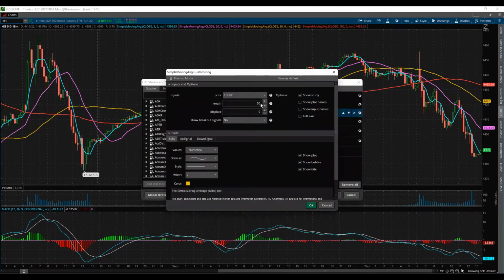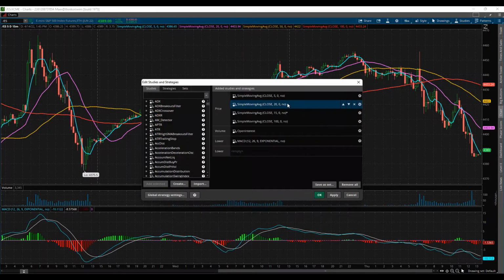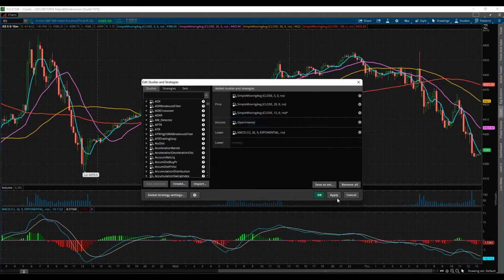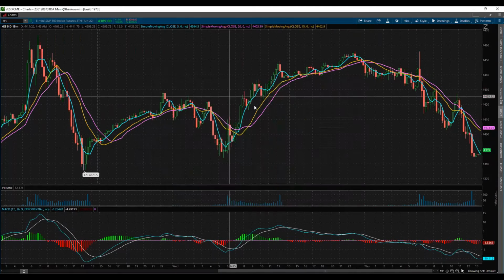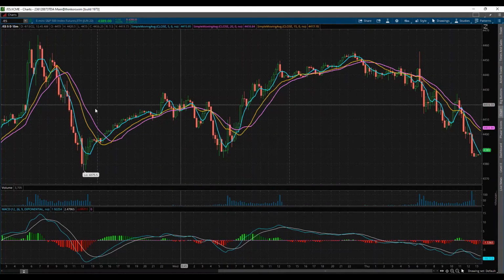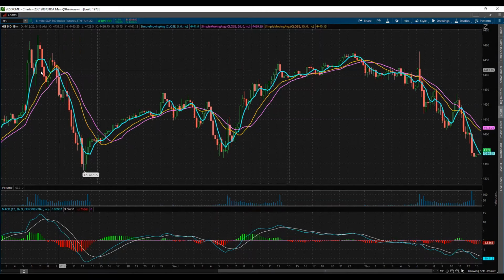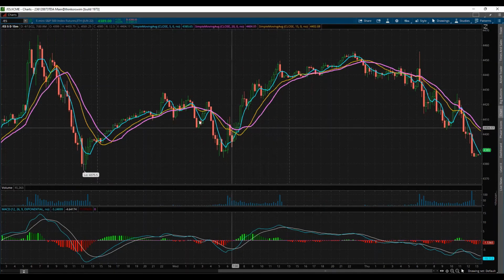So for this 50, I'm going to use another one called 15. Okay, so just watch this. I'm going to remove this 100, apply. And this is for short term. Why I added 3 is, if you have a 3, this is more confirmation for you.